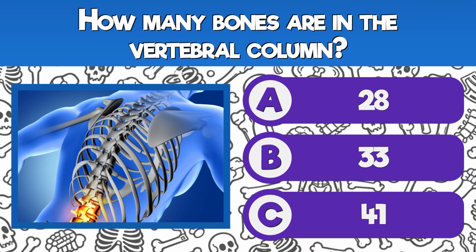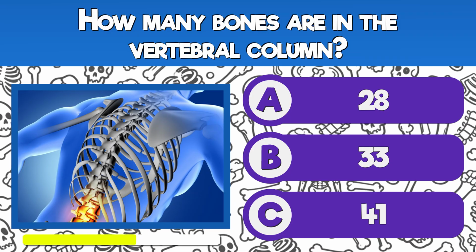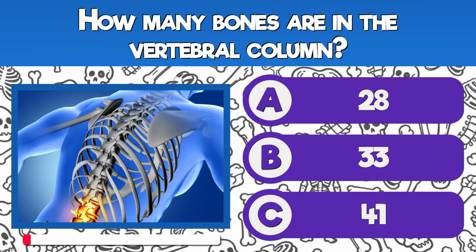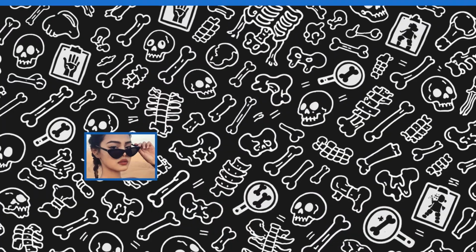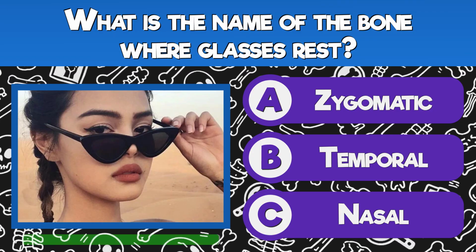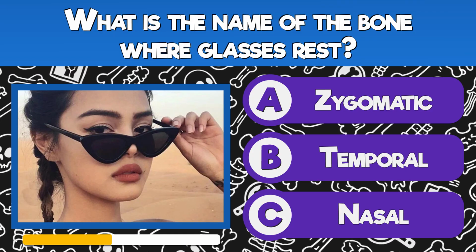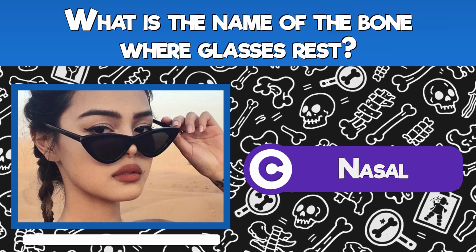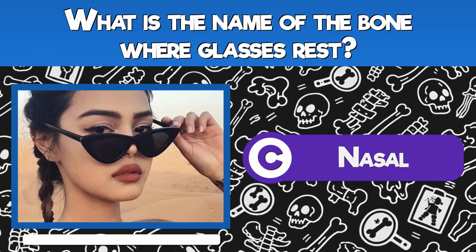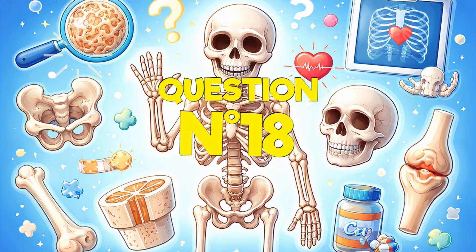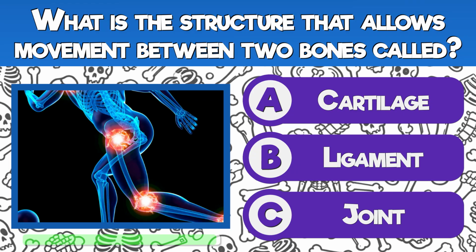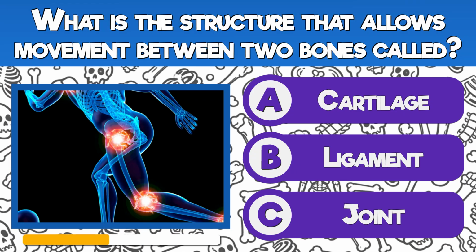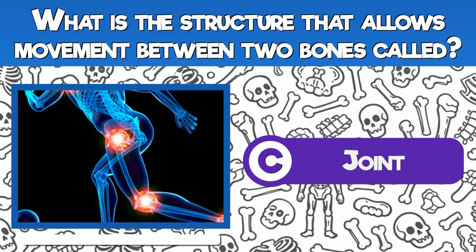How many bones are in the vertebral column? 33 bones. What is the name of the bone where glasses rest? The nasal bone. Here comes the next one. What is the structure that allows movement between two bones called? A joint.